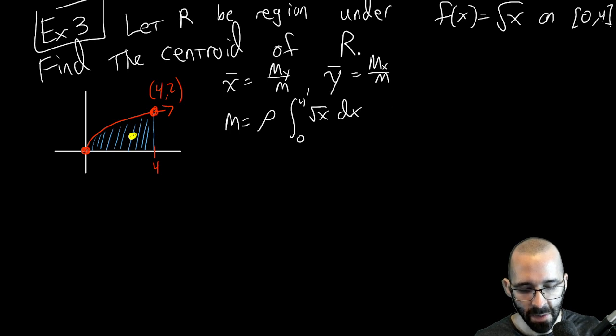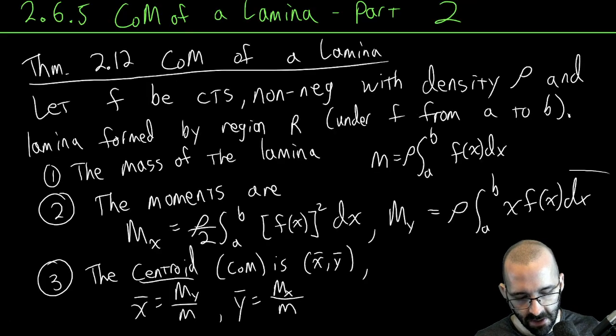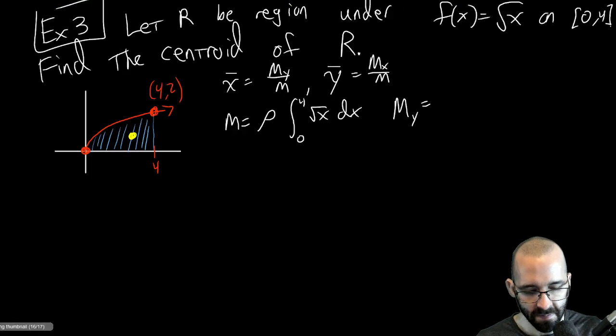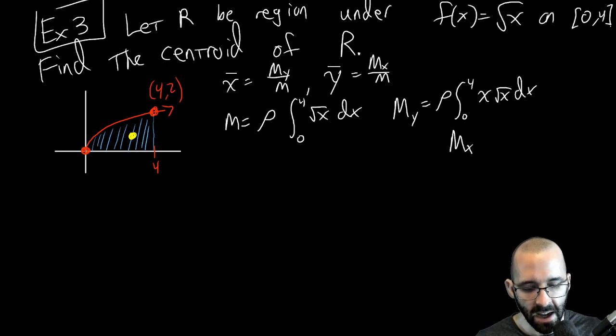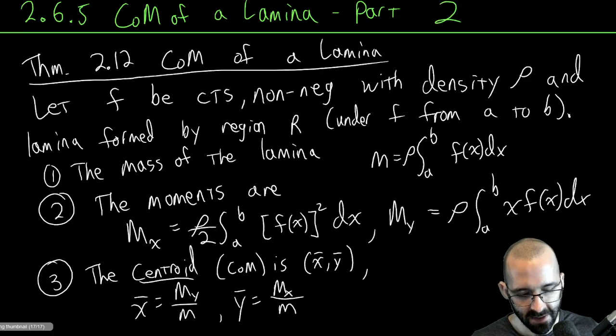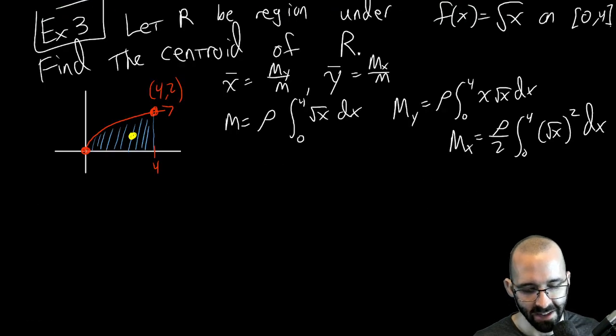All right, the moment with respect to the y-axis is going to be rho times the integral of f times x. And the moment with respect to the x-axis is just rho over 2, integral of the function squared. Making sure I wrote it down right.